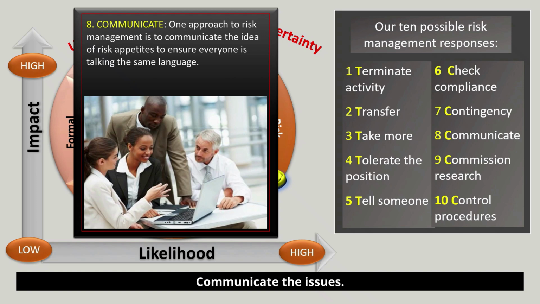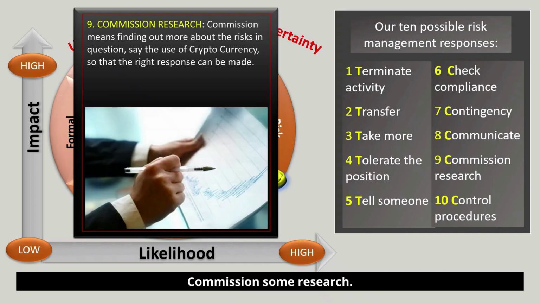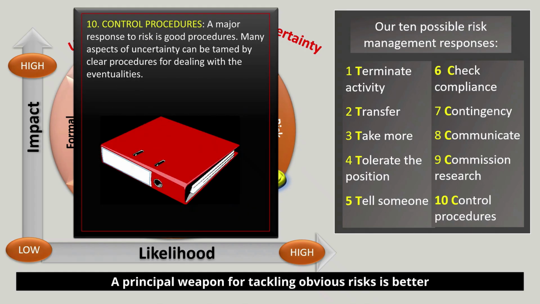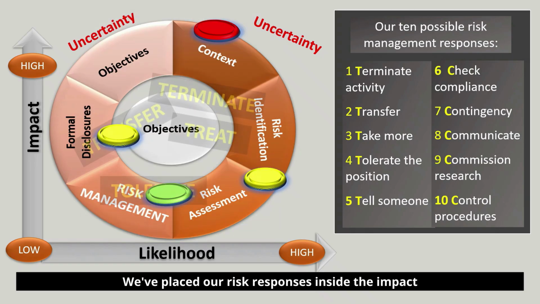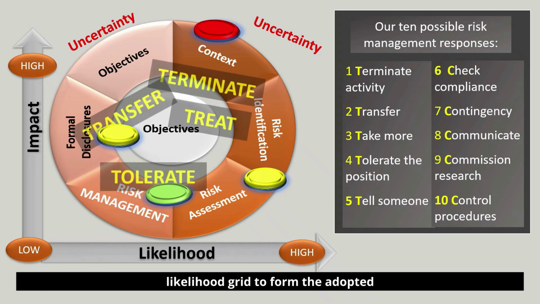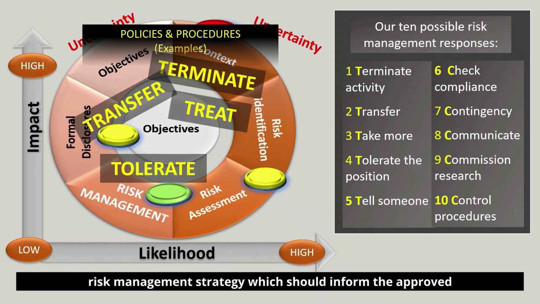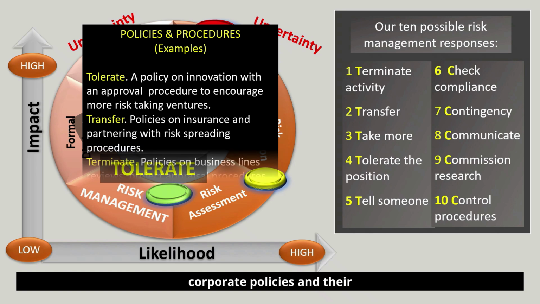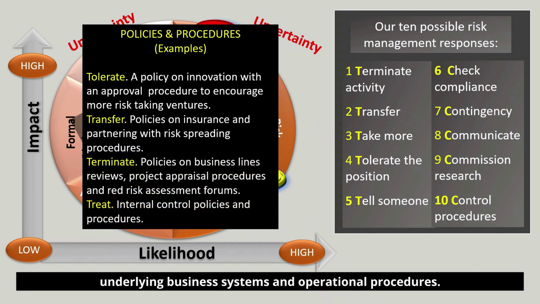Communicate the issues. Where colleagues may have differing views on risk appetite and focused risk-taking versus simply being reckless. Commission some research. Finding out more about the risk is a valid risk response. And finally, control procedures. A principal weapon for tackling obvious risks is better policies and procedures to help direct our business activities. We've placed our risk responses inside the impact likelihood grid to form the adopted risk management strategy, which should inform the approved corporate policies and their underlying business systems and operational procedures.